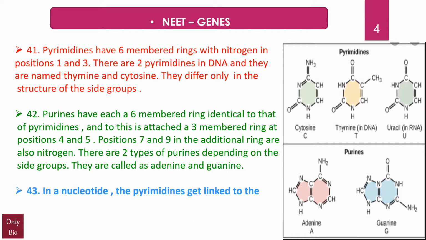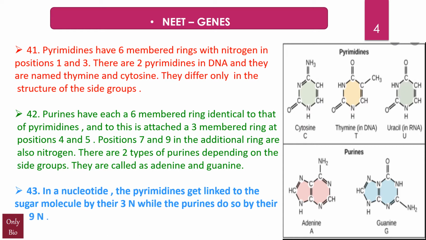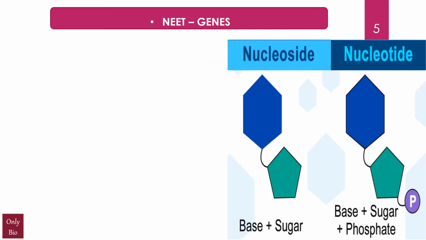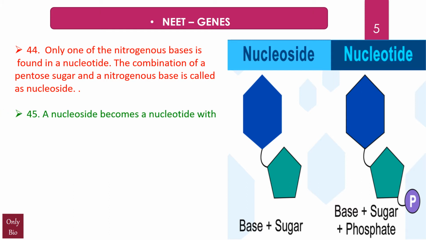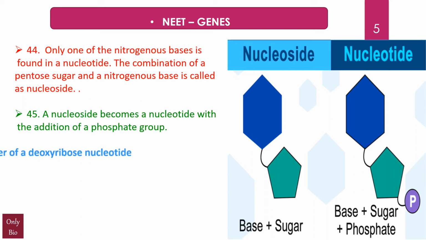Next, in a nucleotide, the pyrimidines get linked to the sugar molecule by their third nitrogen, while the purines do so by their ninth nitrogen. Only one of the nitrogenous bases is found in a nucleotide. The combination of a pentose sugar and a nitrogenous base is called a nucleoside. Friends, on the right hand side of the screen, you can clearly make out the difference between a nucleoside and a nucleotide. Next, a nucleoside becomes a nucleotide with the addition of a phosphate group.